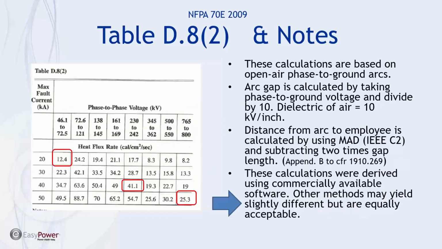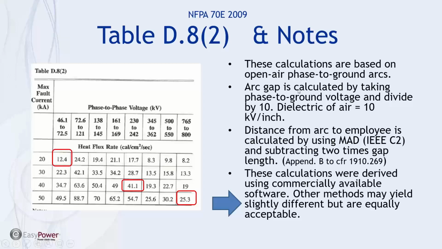Now what I'm going to do, and then the second table for high voltage ranges from 46 kV up to 800 kV, is go through the preparations and show what's behind these calculations, and then show where to find that information in EasyPower, because it does the heavy lifting in the math. So again, these are all open air phase to ground arcs.